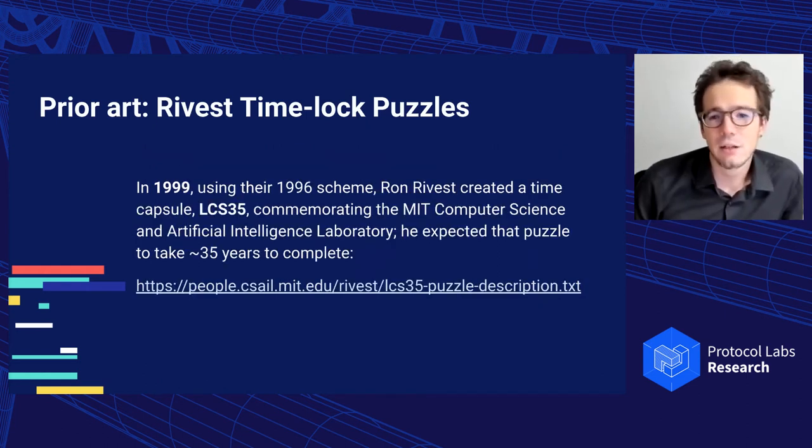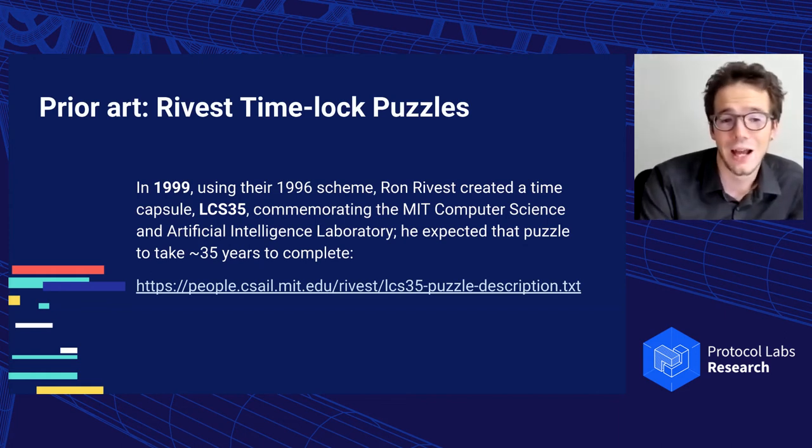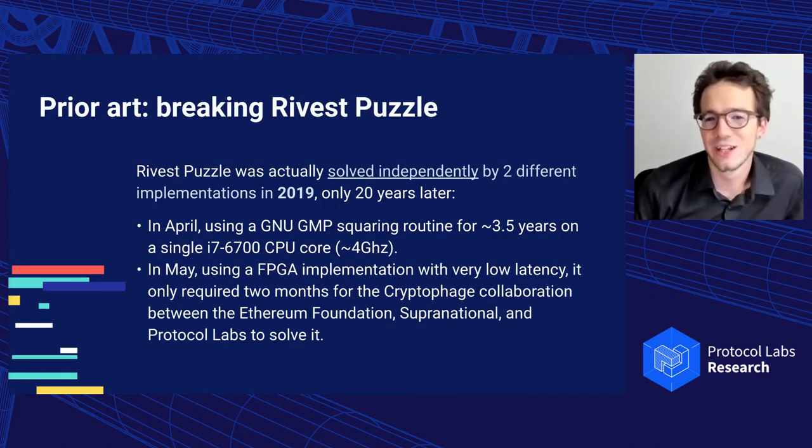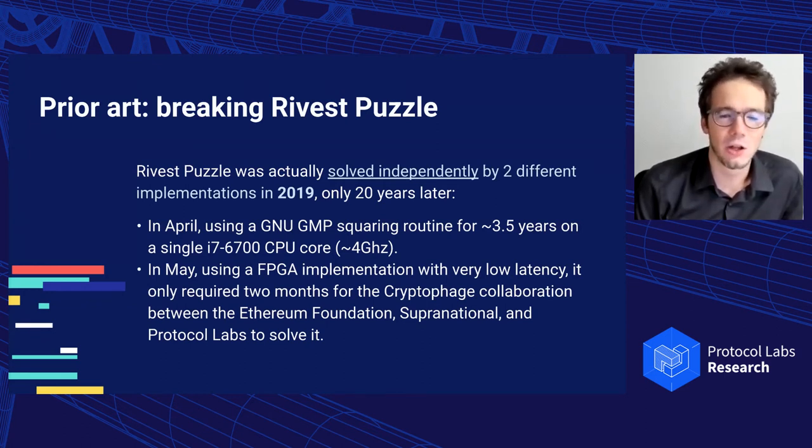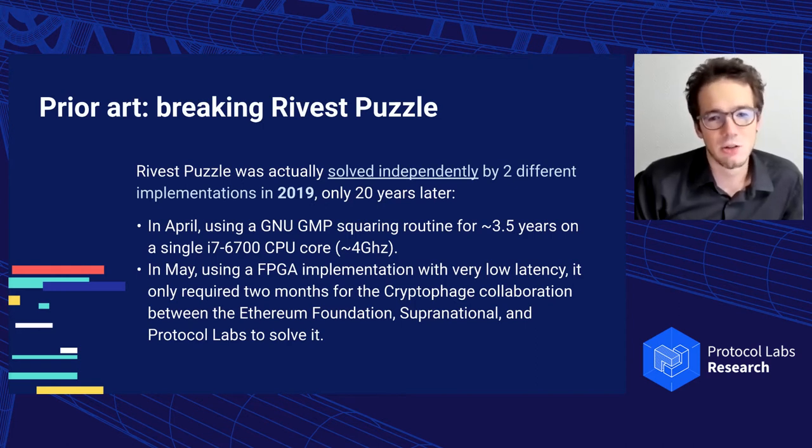In 1999, Ron Rivest actually created a time capsule that was meant to keep 35 years to break. And that time capsule actually was broken only 20 years later. So in 2019, two different teams broke it. On one front, in April, there was a guy running it on his computer for like 3.5 years, and he was able to break it. So it just means the hardware got much faster than Rivest expected it to become, like 10 times faster. So it's difficult to predict the future, right?